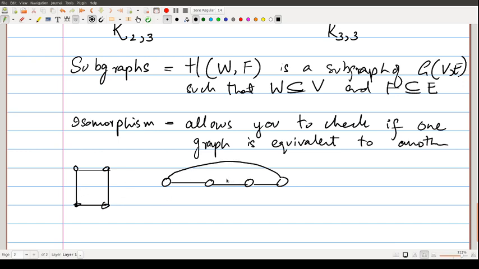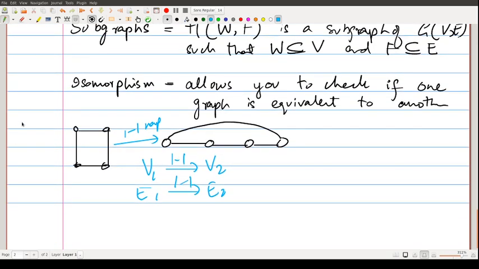Both of these graphs are isomorphic to each other, and the idea of isomorphism is you can create a one-to-one map from the vertices to the vertices of this. So from V1 to V2 there's a one-to-one map, and from E1 to E2 there's a one-to-one map. So basically it's a relabeling. When it's an algebraic isomorphism, we just say that it's a relabeling of the variables. In this case it's sort of a reshaping of the graph, right? So you're just drawing the same graph but in a different way.